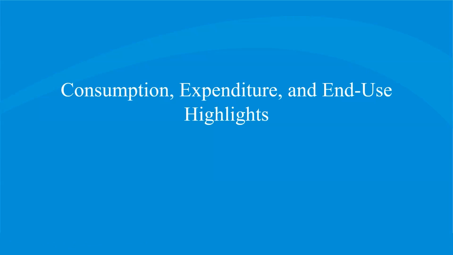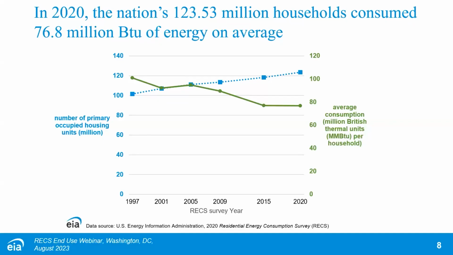Now let's dig into some of the consumption, expenditure, and end-use highlights. In 2020, the nation's 123.53 million households consumed 76.8 million BTU of energy on average. This includes all energy used by a household, including electricity and natural gas or propane or fuel oil if a household uses any of those fuels. I should note, this is not a statistically significant difference from the 77.1 million BTU of energy used on average by households in the 2015 RECs.